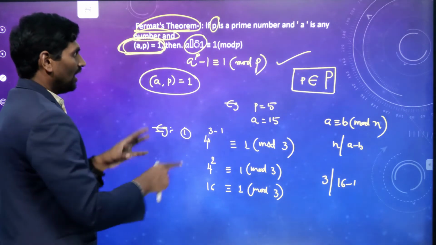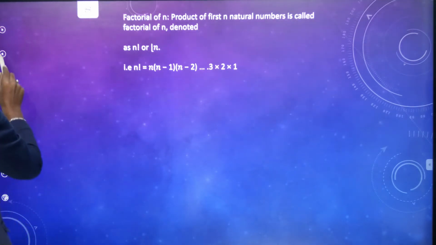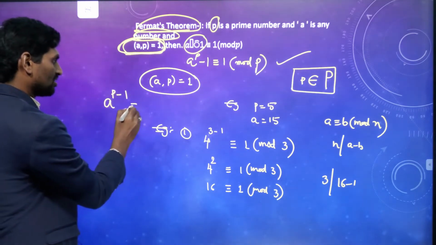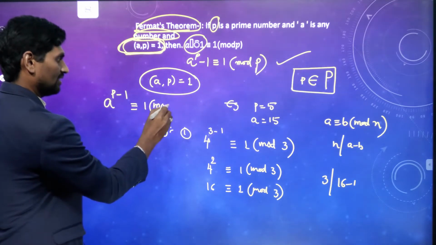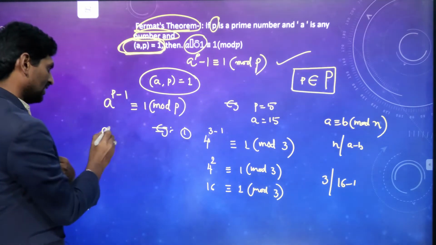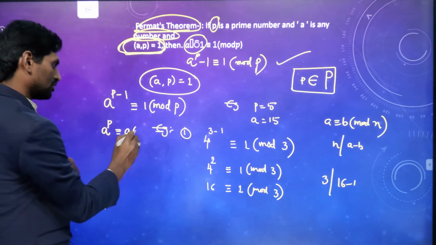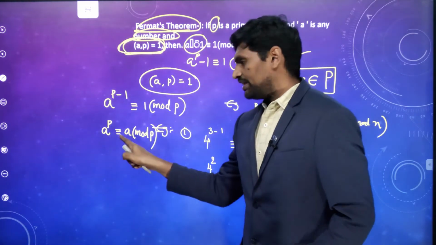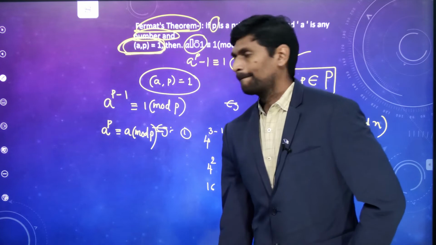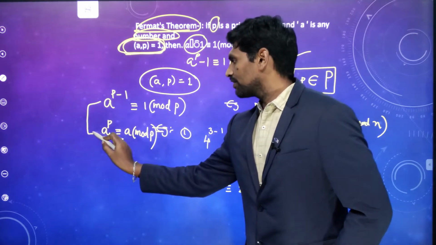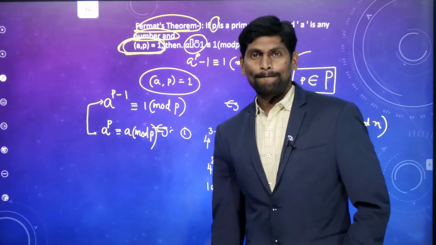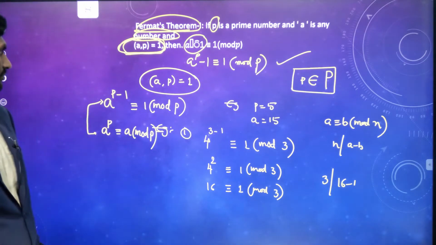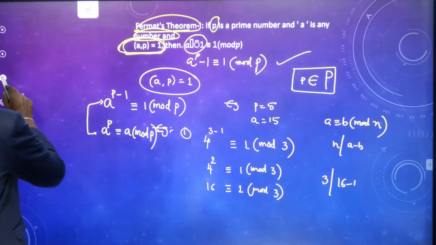Okay? And we can write Fermat's theorem in another way also. Instead of A power P minus 1 is congruent to 1 modulo P, we can write A power P is congruent to A modulo P. Both are the same. Can you identify the difference between them? Check.